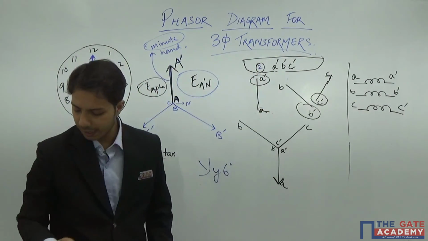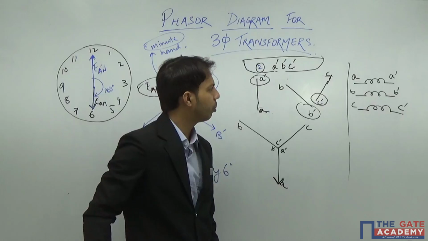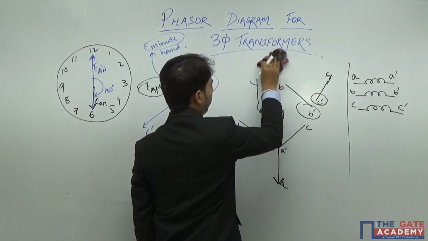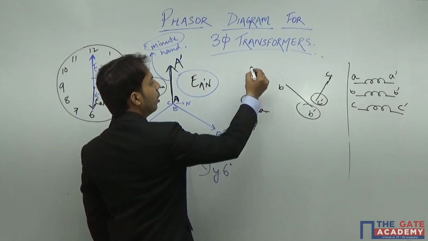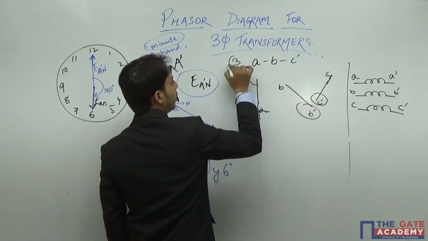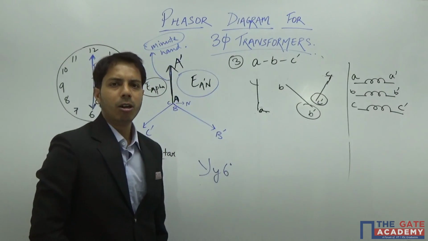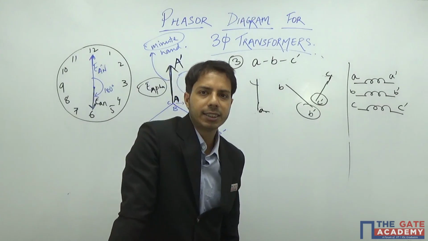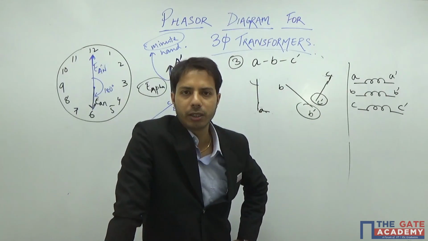Now you see there, we may think that we may connect in some other way also. That means why not connect A, B and C dash? So why not connect A, B and C dash? So this is the third connection. Now let us see if it is possible or not. The first criteria of connecting is that the phase difference between the secondary phasors should be 120 degree.